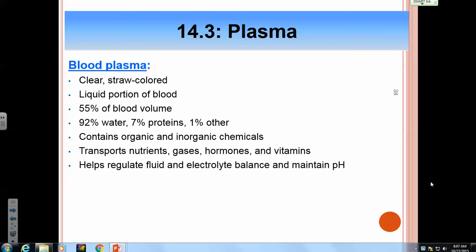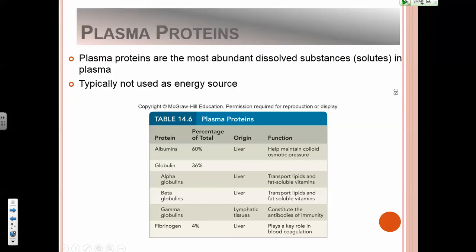Okay, now of all the components in the blood plasma, it's mostly water, of course, and then a lot of dissolved substances. So you can see a variety of these dissolved substances. There's gases, there's nutrients, hormones, vitamins, all kinds of things dissolved in the blood plasma. But of all those things dissolved, the biggest component is a protein component. So we're going to analyze some of these various components and look at their benefit to us. We're going to start with the plasma proteins because those are the most abundant.